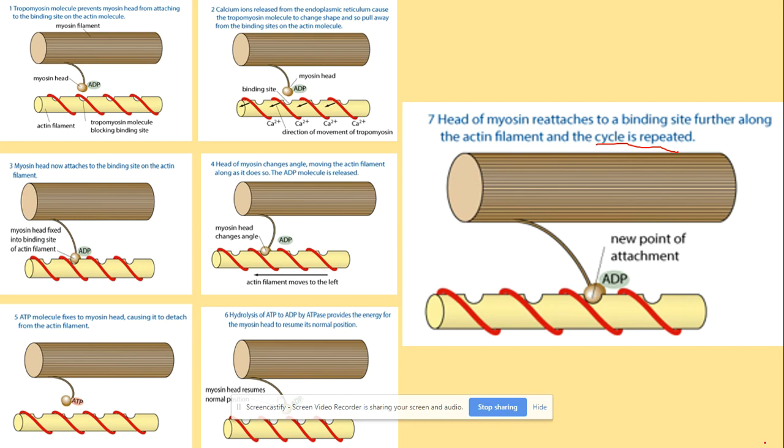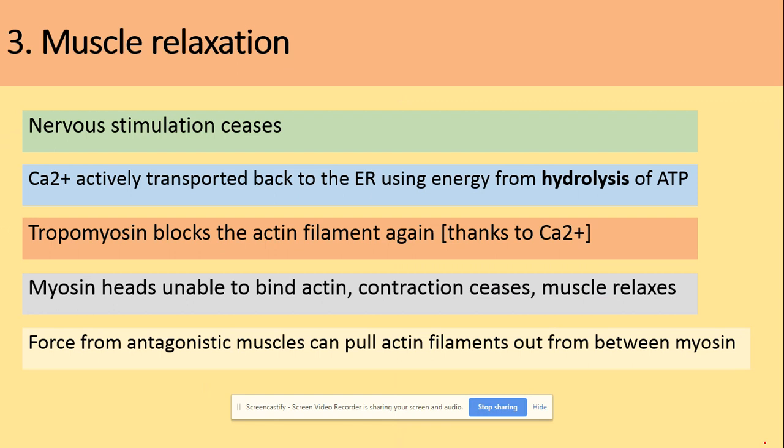So once the muscle has contracted, obviously it's going to now aim to relax. And how does it take place? So obviously it takes place when the stimulation will decrease. So once there is no further depolarization coming along, the calcium ions now will be actively transported back to the endoplasmic reticulum, using that energy from hydrolysis of ATP. So everything comes back to normal.